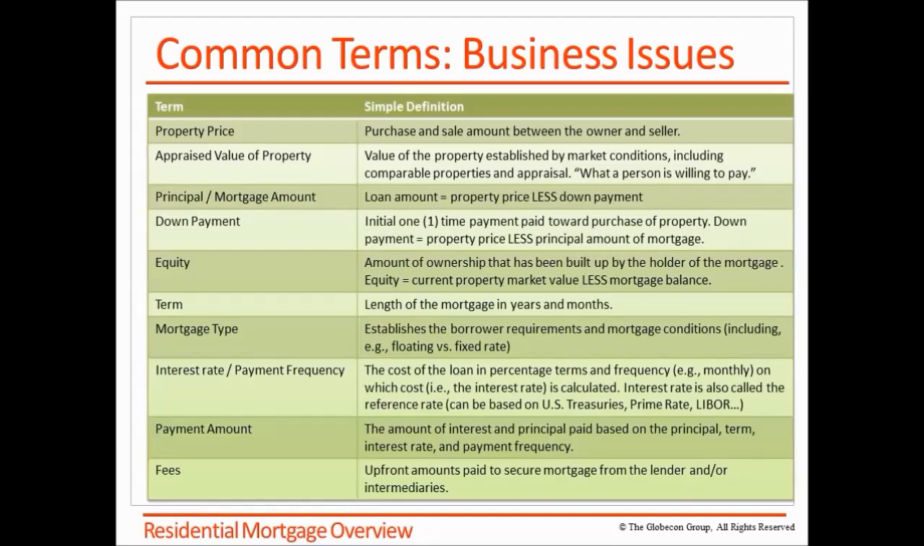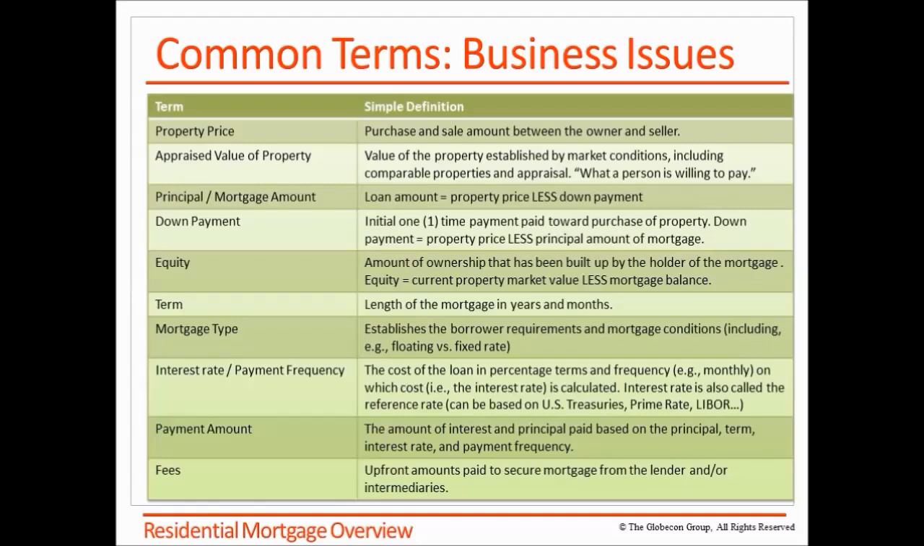Another common term is term, and term is the length of the mortgage in years and months. So this is how long you're going to be paying on your mortgage. Typically it's 30 years, but we've seen shorter and we've seen longer, and we're going to talk about that in a lot of detail in a few minutes.